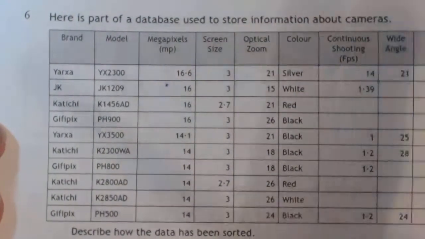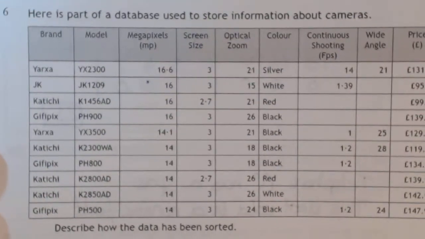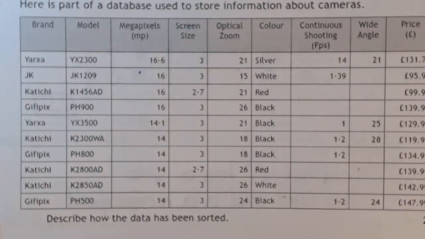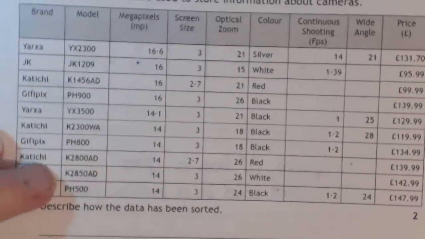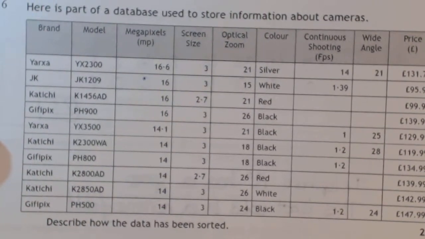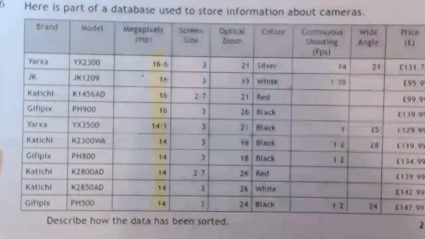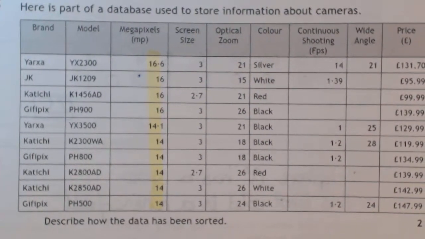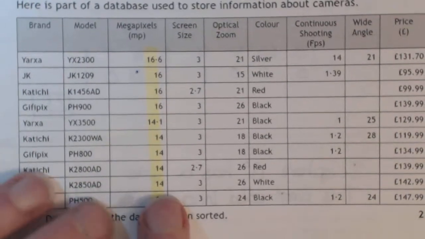Right, here's a nice wee database. Speaking of Christmas, you might get yourself a camera. Hopefully it's focused enough. It's asking how this database is sorted. Now, a lot of you would straight away have looked at the different headings and seen megapixel, and you'd have thought, great, sorted in megapixel. Then you'd have written your answer and you wouldn't get all your marks, because it's not just sorted in megapixel.